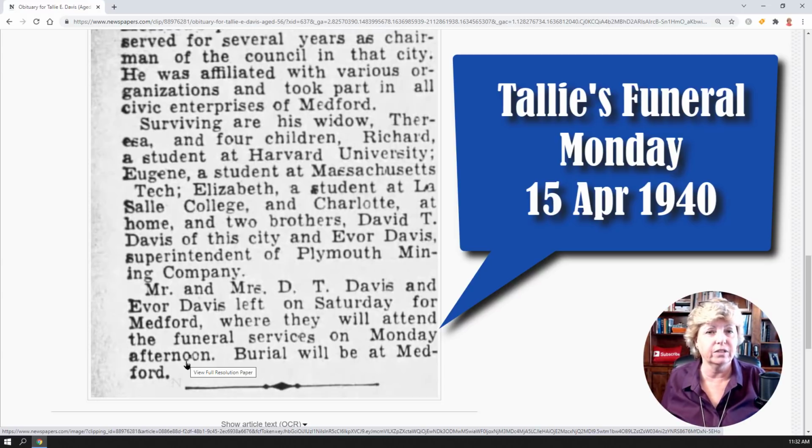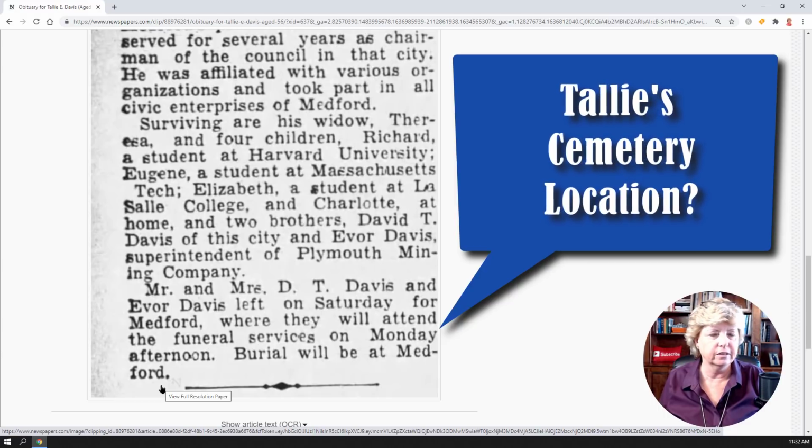It's probably the 15th of April. Medford is a location. I don't know that to be a cemetery, so we don't have the exact cemetery necessarily. I don't even know at this point, without doing any research. I have no clue if Medford is a cemetery. I know it's a place, but beyond that, I don't know.